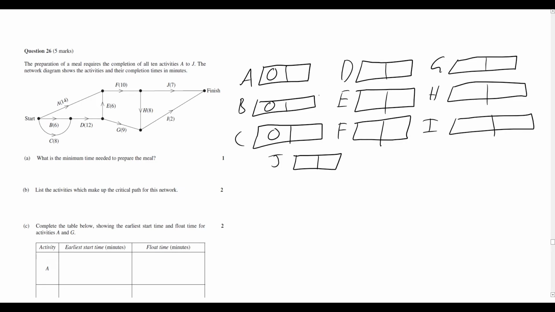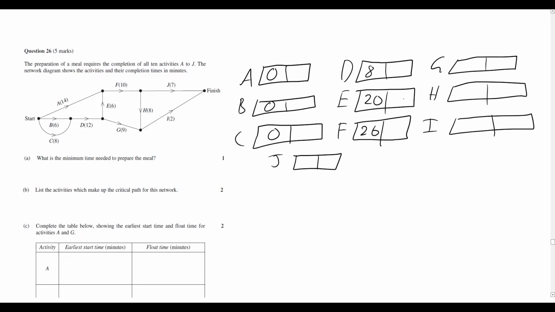So now we would start looking ahead and start looking at D. In order for us to start D, we need to have completed both B and C. So the earliest that can happen is at 8 minutes. So we'll go ahead and put 8 in there as well. Now E relies on D being completed. So that would take 8 plus the 12 minutes to complete task D, so 20 minutes. Task F requires both A and E to have been completed. So E takes 6 minutes, so that means that F must start earliest at the 26th minute.